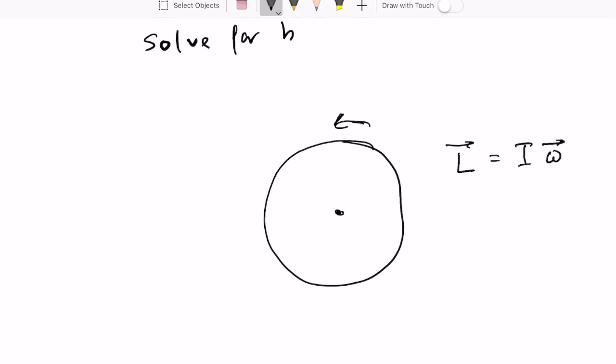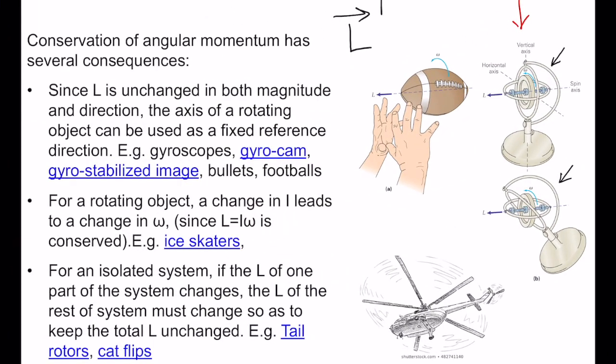And you know how to find the direction of omega, right? Using the right-hand rule. We talked about that back in chapter 9. How do you use the right-hand rule to find the direction of omega? You curl the fingers of your right hand in the direction of rotation, and your thumb points in the direction of omega. The same thing applies for L as well, because L and omega have the same direction. So you can use the right-hand rule to find the direction of the angular momentum. Now you can understand why the direction of the angular momentum vector is the way it is for both the gyroscope and the football.